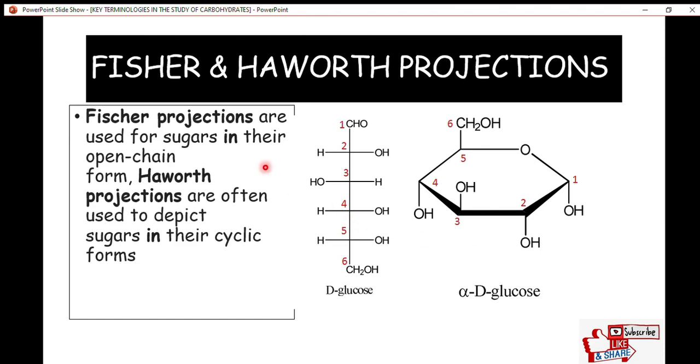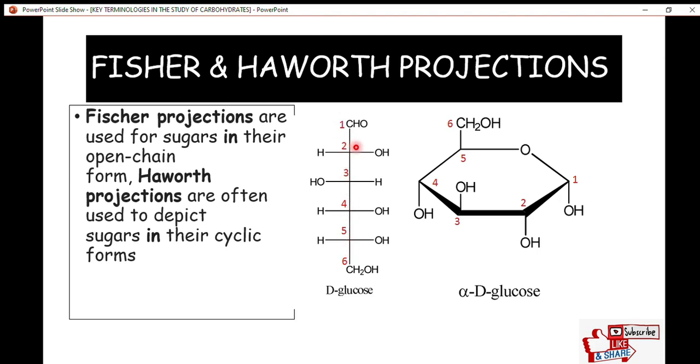A Fischer projection is just a representation of a sugar in its open chain form. When you have a sugar molecule, the representation of this sugar molecule in its open chain form is what we call a Fischer projection. For this sugar we have 6 carbons: the first carbon, the second, the third, the fourth, the fifth, and the sixth. These carbons are arranged in their open chain form. This is how a Fischer projection looks.